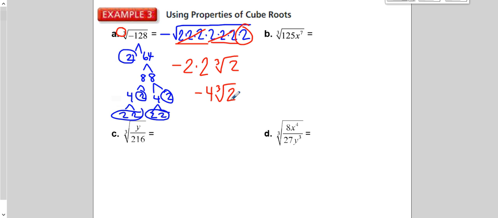Now, one way you can help check your answer, it won't check it exactly, but if you have a calculator handy, and you do the cube root of negative 128 and hit enter, and you do negative 4 times the cube root of 2 and hit enter, and they both give you the exact same decimal answer, then at least you know your answer is equivalent to the starting problem. All right, B.